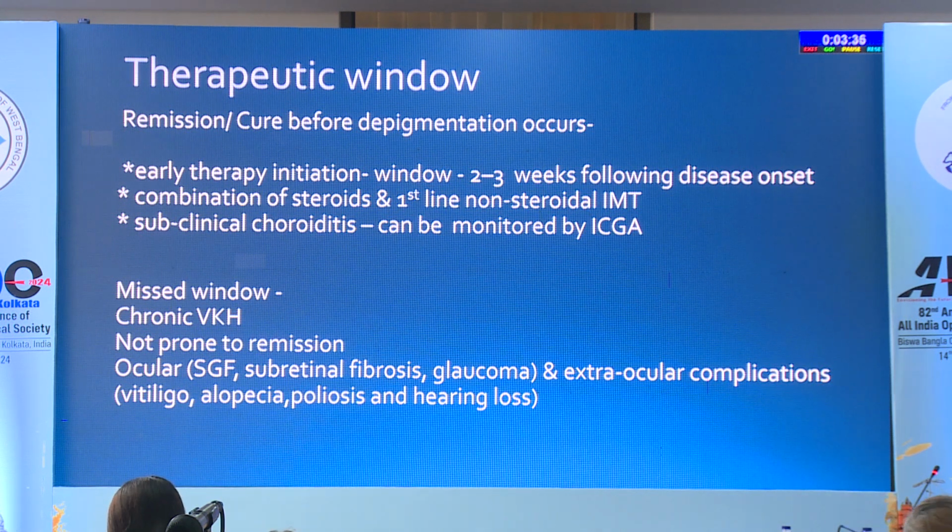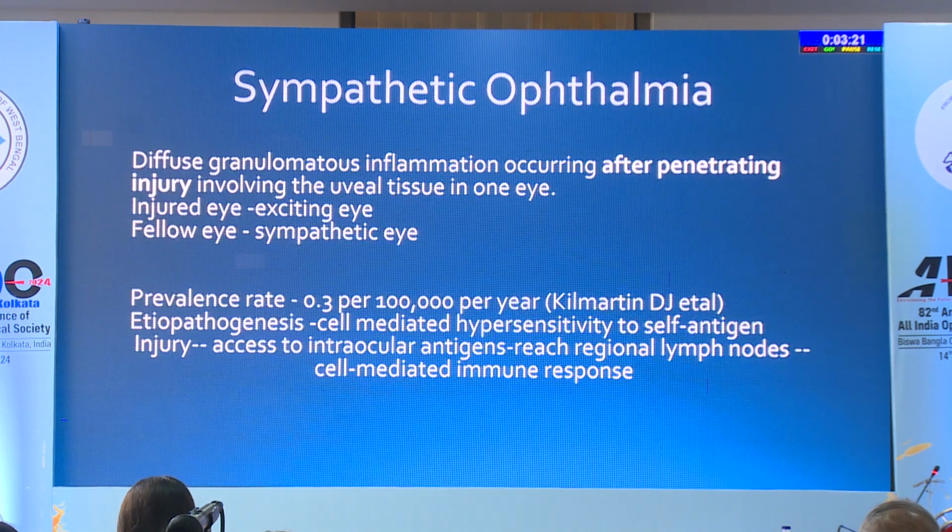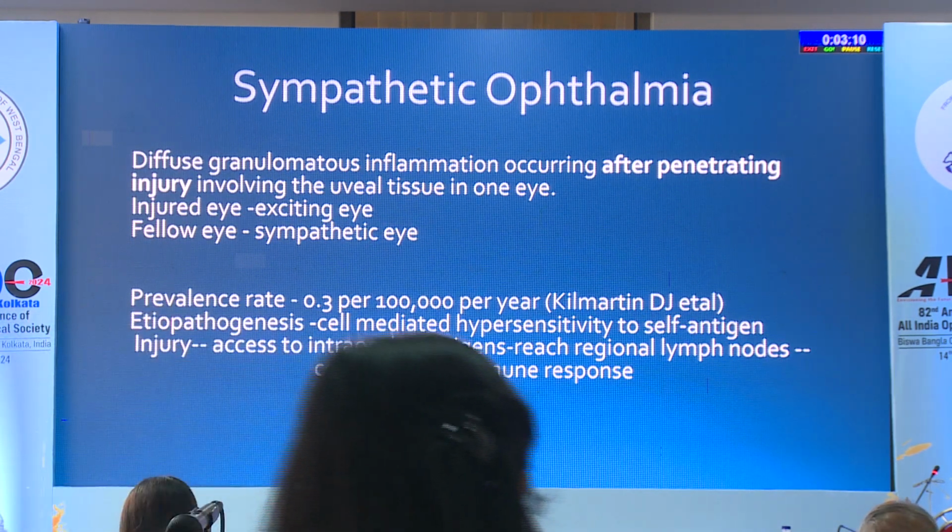But remember that as the disease resolves, there can be subclinical choroiditis, which you can monitor with ICG if possible. Because if you miss this window period, then the patients can go into a chronic VKH, which is not prone to remission and can have ocular and extraocular complications. Sympathetic ophthalmia is a very important disease which resembles VKH very much, but the most important difference is that it occurs after penetrating injury.